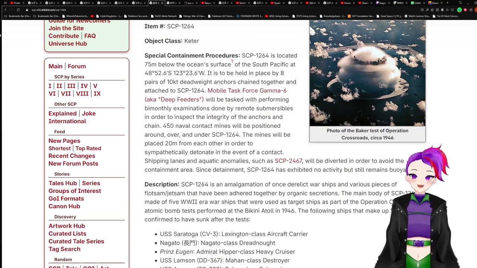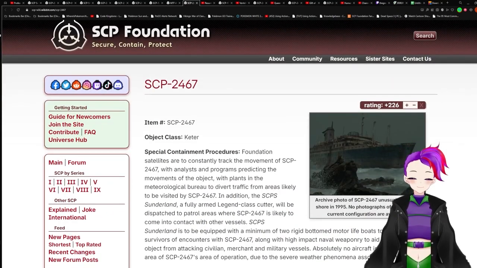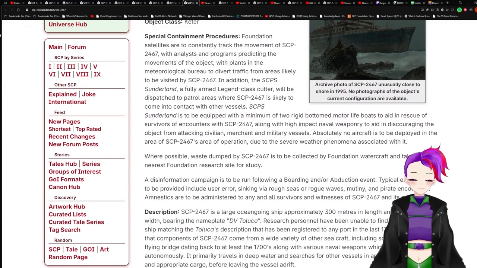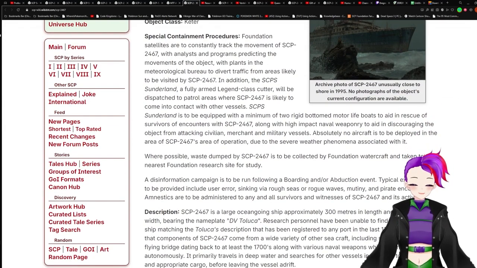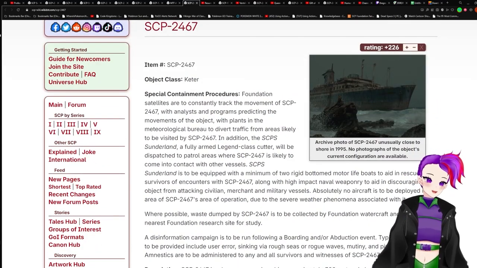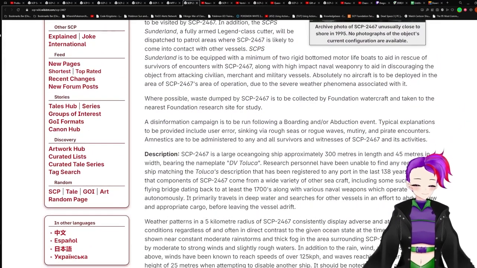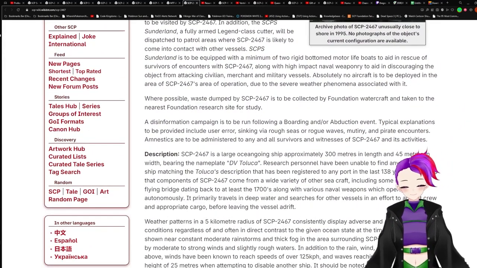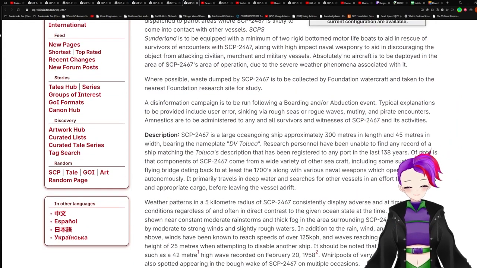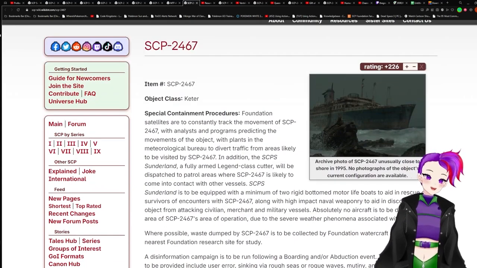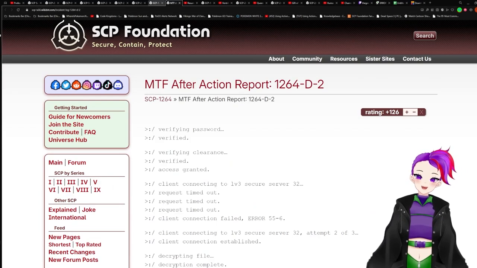SCP-1267. Let's see what that is real quick. Oh, I think this is... Yeah, this is the moving ship that's on its own. I think this is also... Yeah, it's the one that goes violent towards other ships. Okay. So that's what that is.